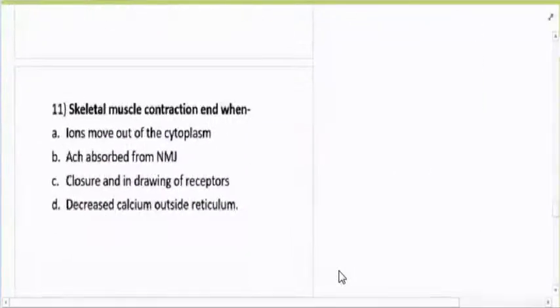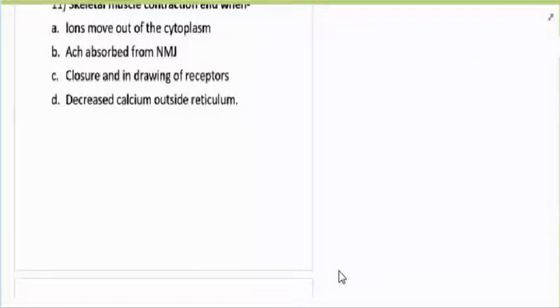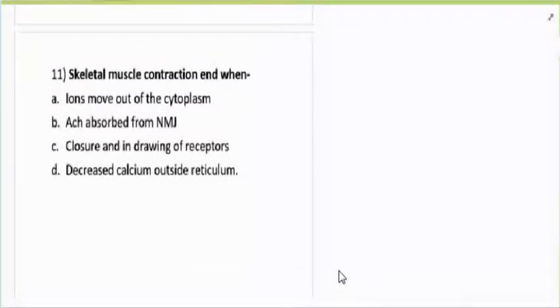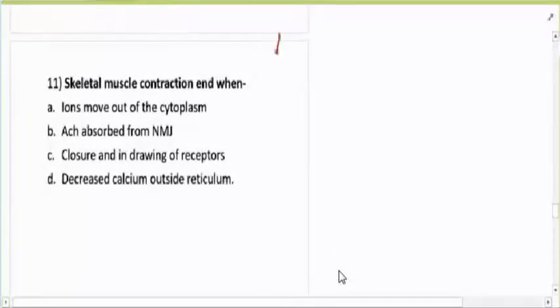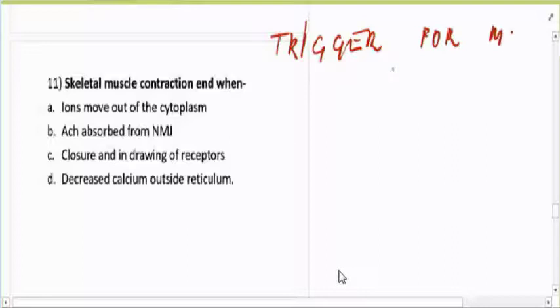This says, skeletal muscle contraction ends when? How does a skeletal muscle contraction occur? Skeletal muscle contraction ends when? Now, how does the skeletal muscle contraction start? What is the trigger for muscle contraction? The trigger for muscle contraction is the availability of calcium.